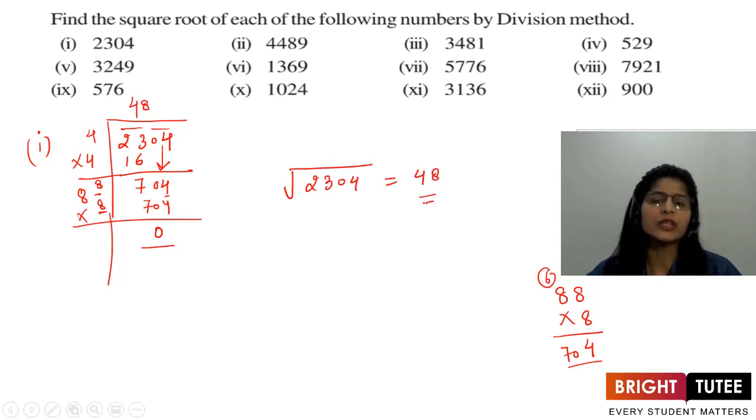So we say the square root of 2304 is equal to 48. Is that clear? What we have done is found the square root of the given number using the long division method. The more questions you practice, the easier the method is going to be for you to use. Let's move ahead to the second part.